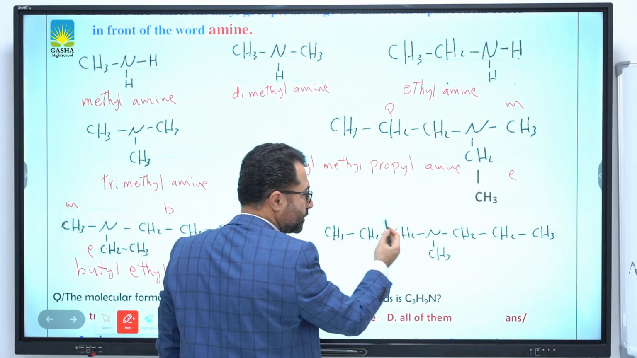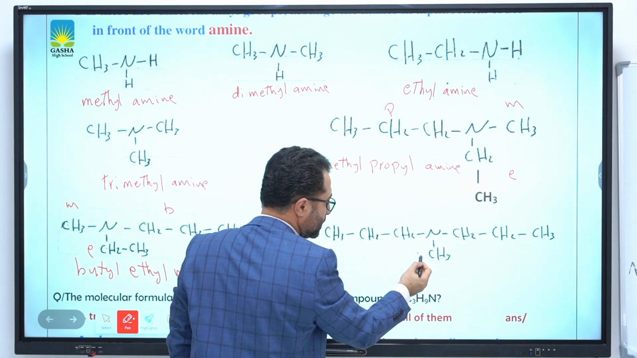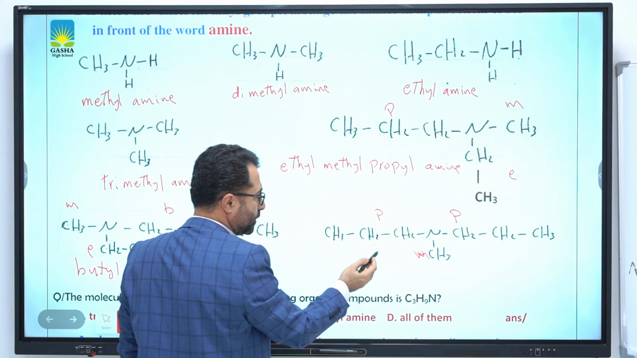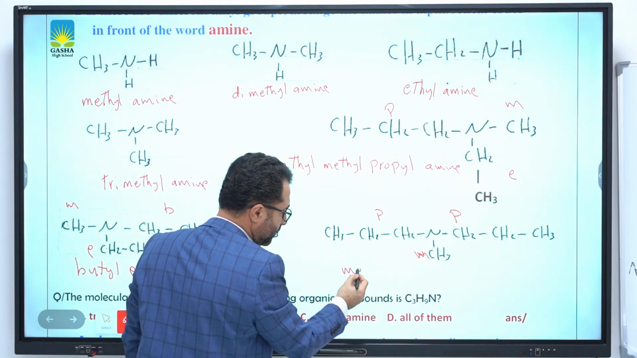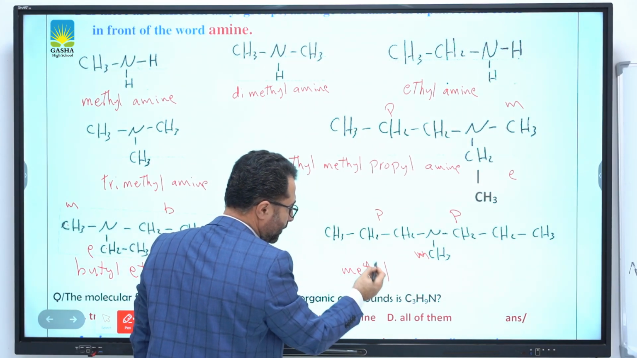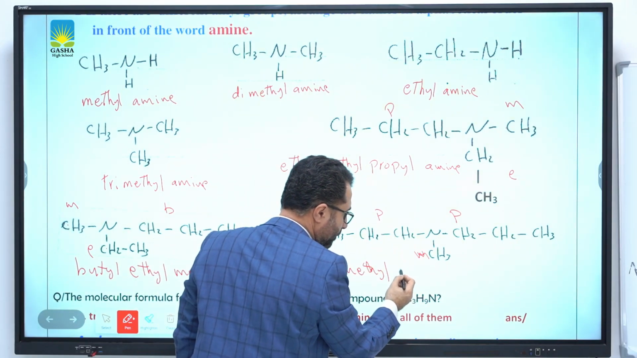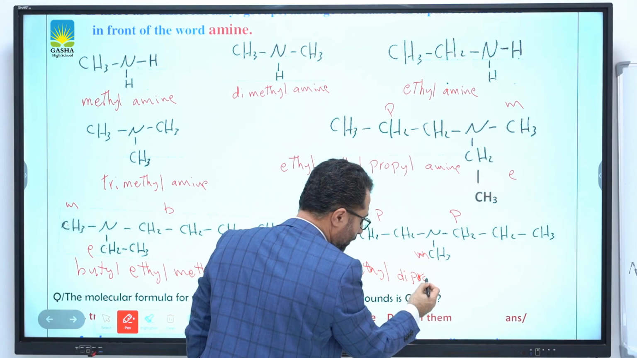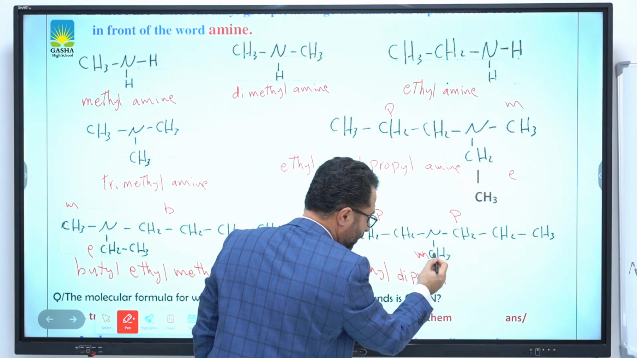Here we have 2 same groups, and the other one is different. It's M and P. Who comes first in alphabetical order? M. So it's methyl, and both are the same, so it will be dipropyl, and what amine?